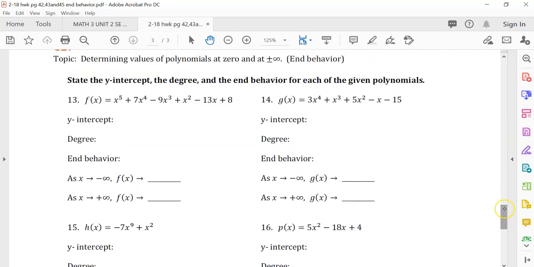Okay, and then if it talks about the y-intercept, remember the y-intercept is pretty simple. The y-intercept is when x is 0. So all you're going to do is plug in 0. And if you plug in 0, all the x's are going to go away except for the constant. So that's pretty easy there.